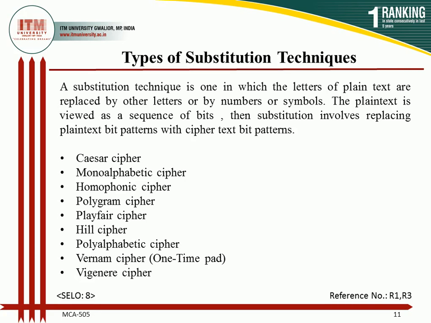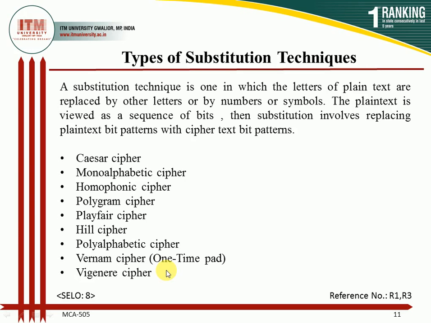In substitution techniques, the letters of the plain text are replaced by other letters, right? So the plain text is viewed as a sequence of bits. Then the substitution involves replacing plain text patterns with the ciphertext. So how many types of substitution techniques are there? First is Caesar cipher, monoalphabetic cipher, homophonic cipher, polygram, Playfair cipher, Hill cipher, polyalphabetic cipher, Vernam cipher, which is also called the one-time pad, and the last one is the Wegener cipher, right? So we will discuss these substitution types in detail one by one.